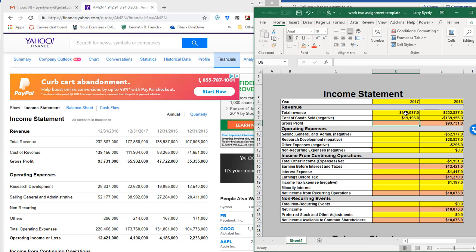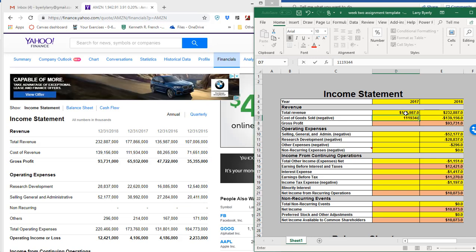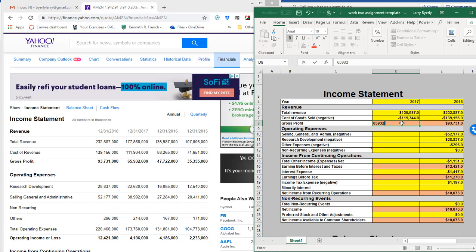111,934. And I just made a mistake. I did it on purpose, actually. You got to put in these things as negative. It tells you over here what to do with the negative. 119,344. And then gross profit 65,932. And then you're just going to work your way down the rest of the financial statement.